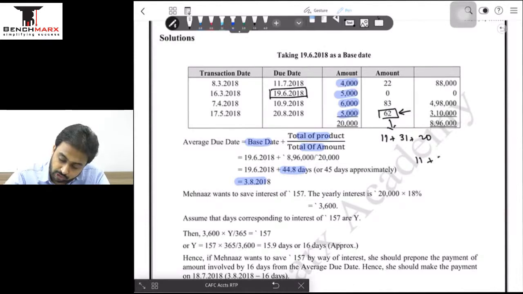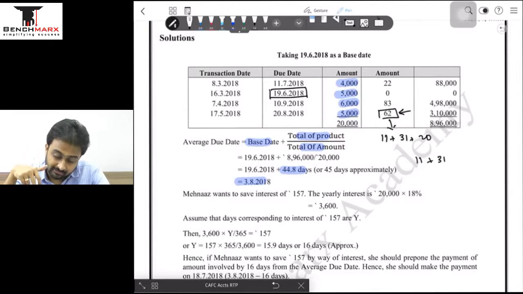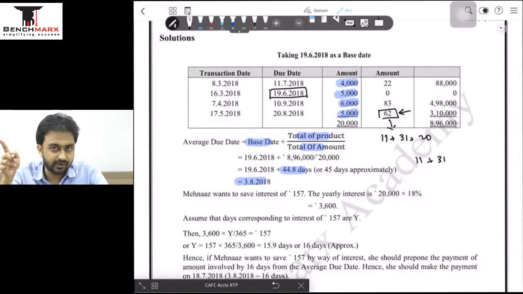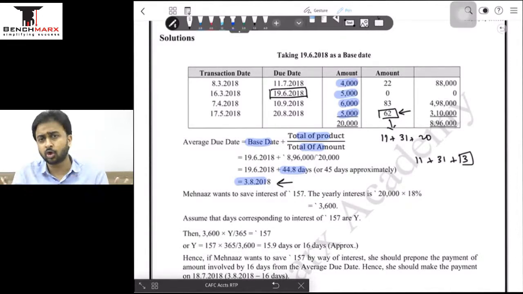Then you will travel for 31 days towards the end of July. We have traveled 31 plus 11, that is 42 days, out of 45 days. So 3 days are remaining. So 3 days more of the next month, that is August, and that is how you get the due date of 3rd of August. This is a normal sum where we have simply found out the due date.